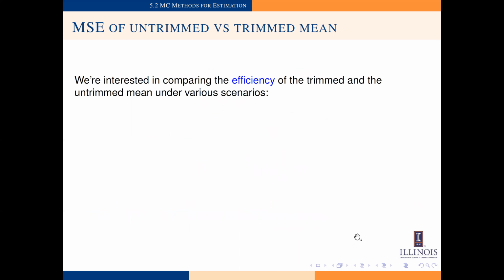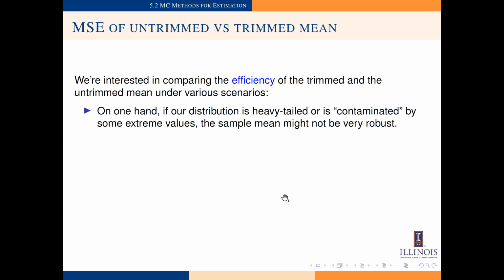So one thing we might be interested in is comparing the efficiency of the trimmed and the untrimmed mean under various sorts of possible scenarios. On one hand, if our distribution is heavy-tailed, something like Cauchy, or it is somehow contaminated by some extreme values or outliers, then the sample mean might not be very robust.